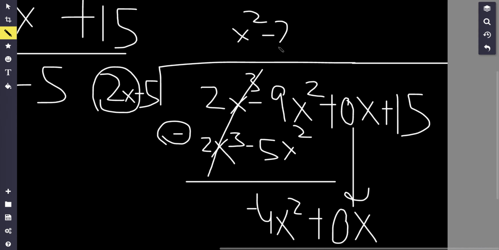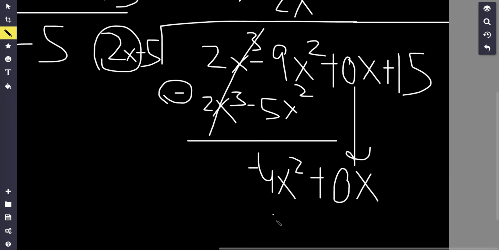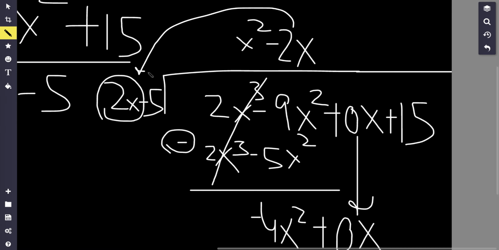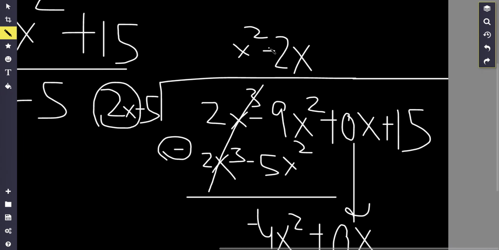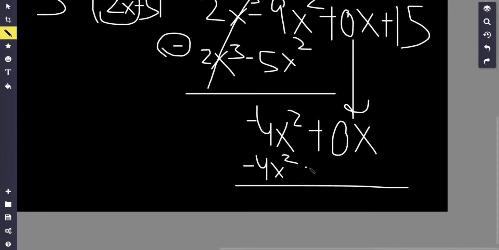The answer to that is negative 2x. So negative 2x times 2x gives me negative 4x squared. And then I distribute the negative 2x, so these two things multiplied together give me negative 4x squared. And negative 2x times negative 5, that's going to be positive 10x.